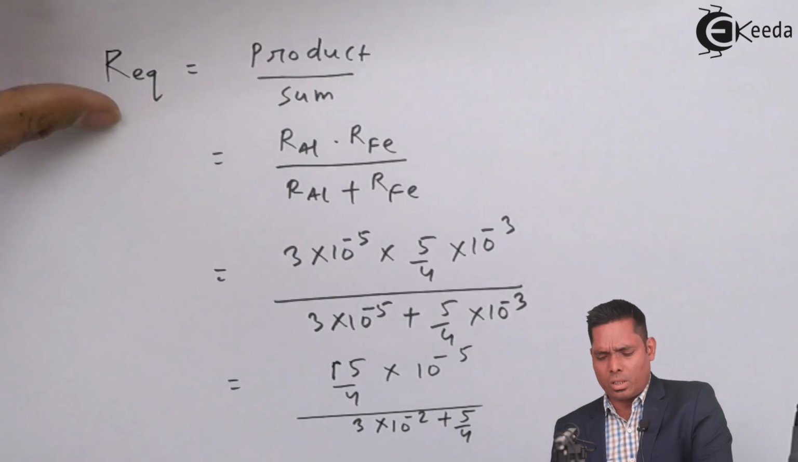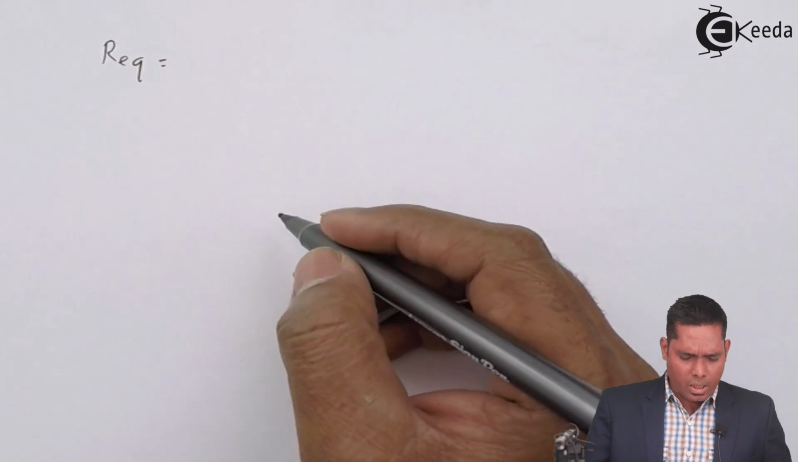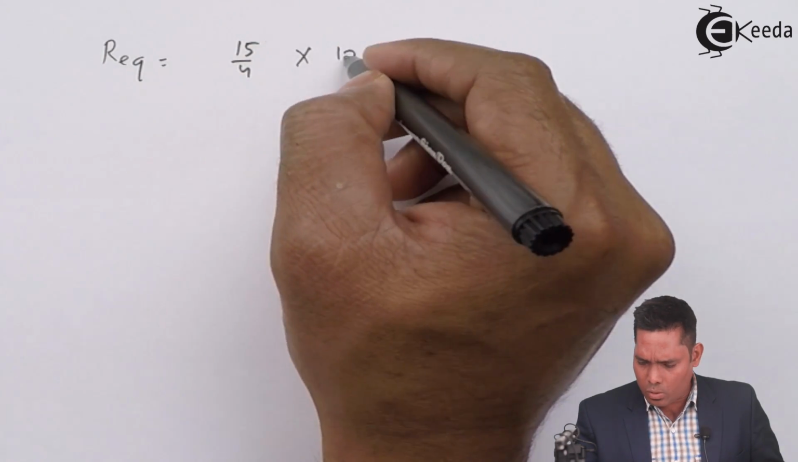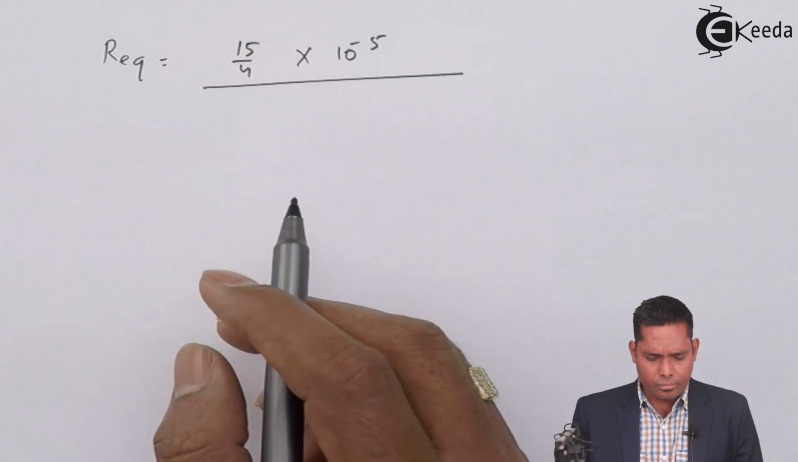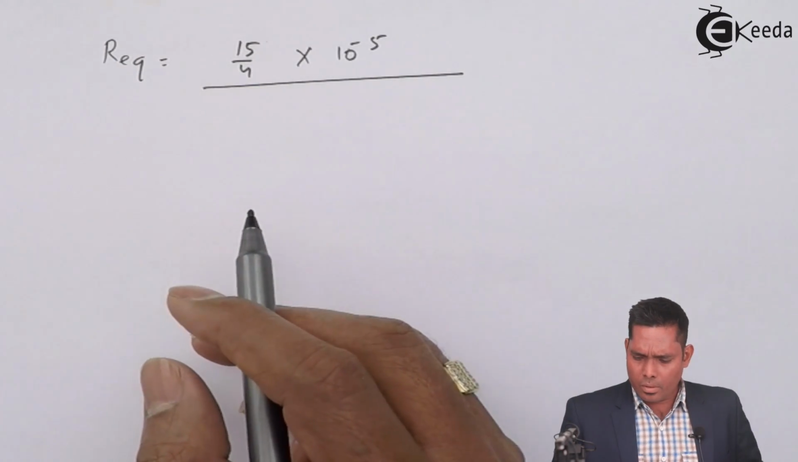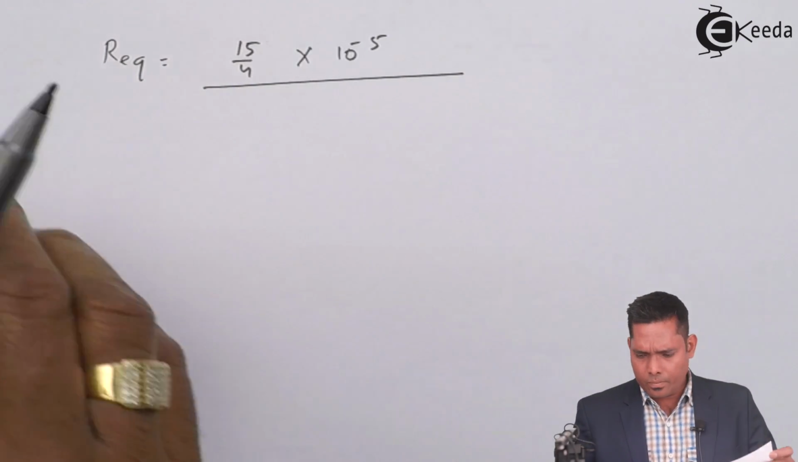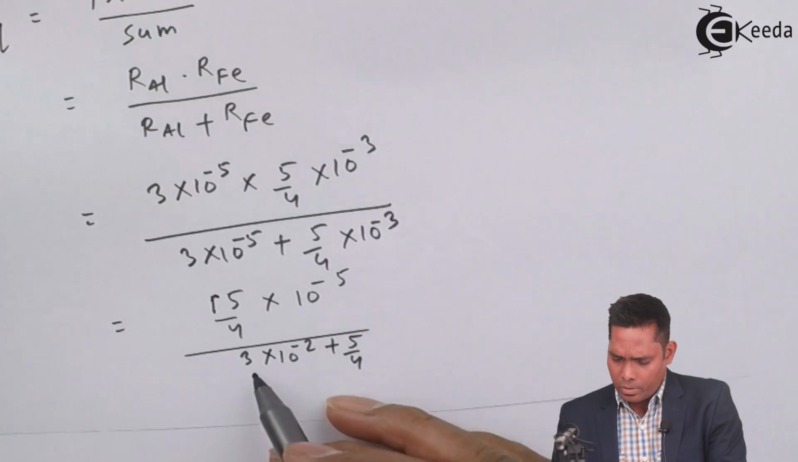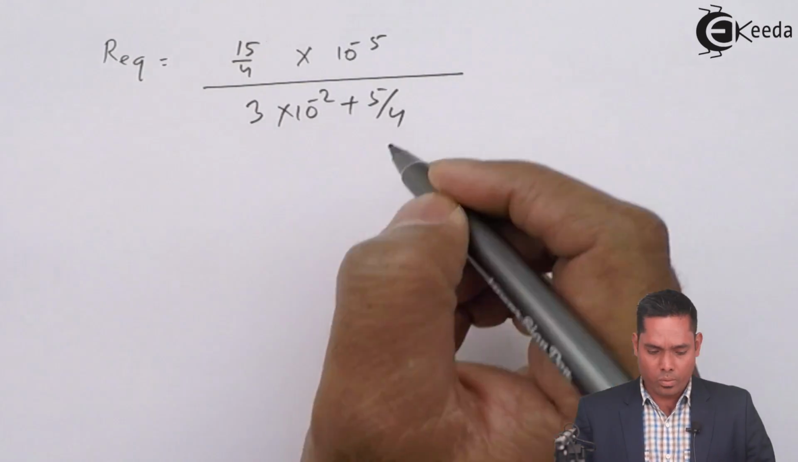Now we'll move to the next page. We'll see what is the value of R equivalent now. This is 15 by 4 times 10^-5 divided by 3 × 10^-2 plus 5 by 4.